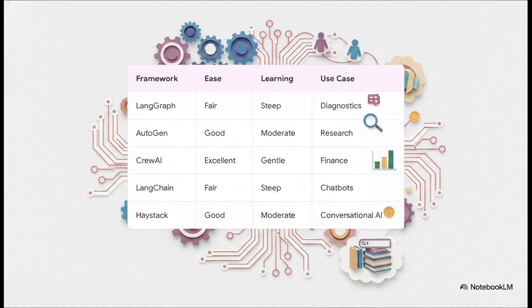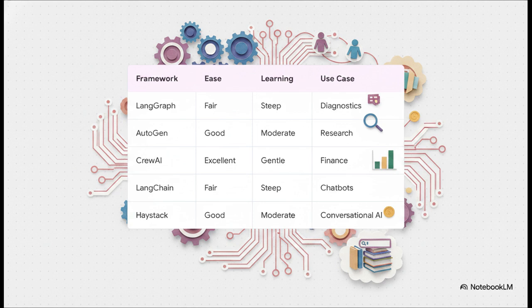If you want a system where agents work collaboratively, like a literal committee of experts, AutoGen is a fantastic choice with a moderate learning curve. On the flip side, if you want something incredibly intuitive that mimics how human teams actually operate day to day, CrewAI is excellent. It has a super gentle learning curve, making it perfect for stuff like financial modeling.